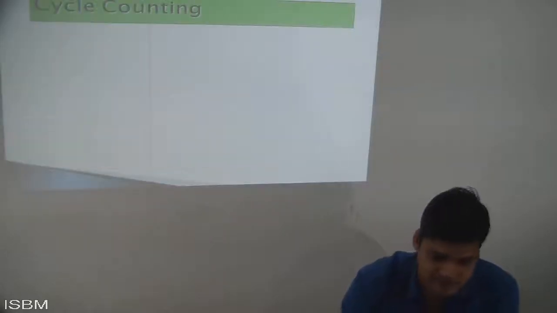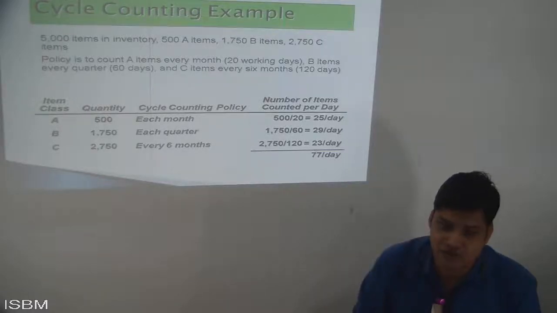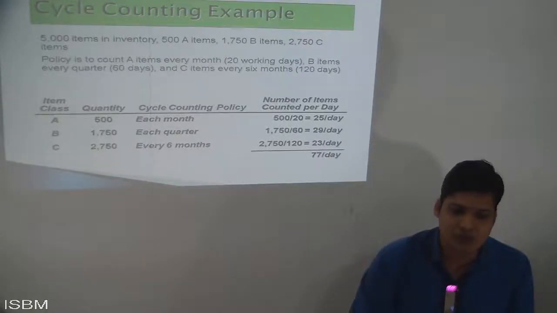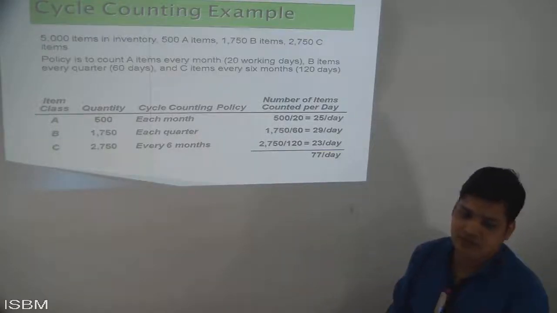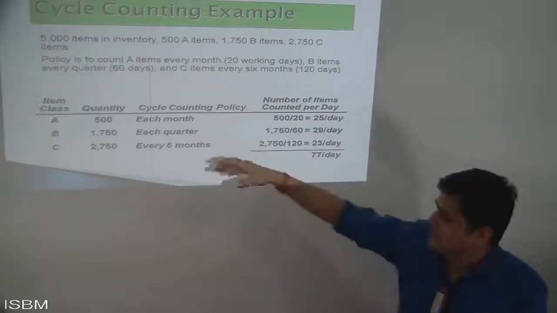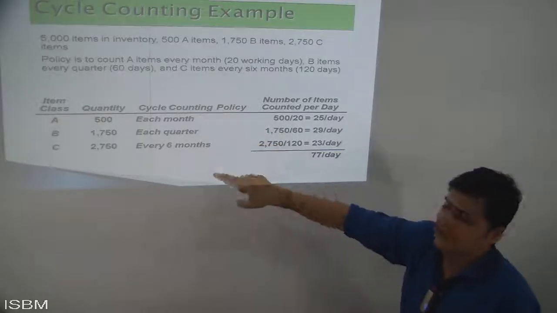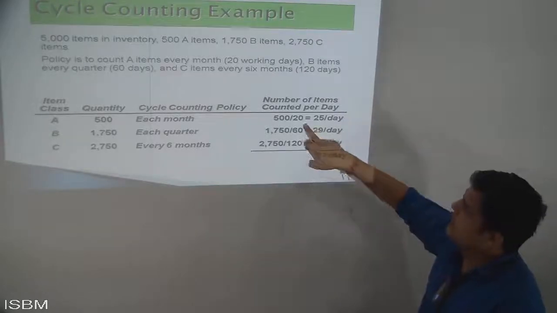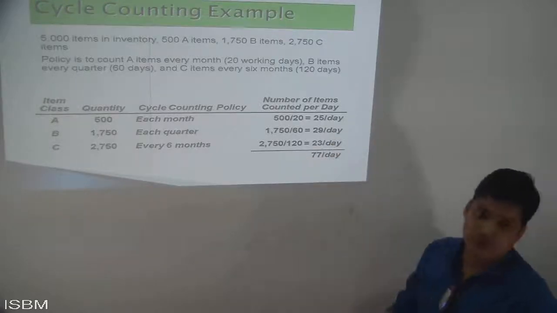We have 50 more slides. Cycle counting example: there are 5,000 items in inventory, with 500 A items, 750 B items, and 275 C items. The policy is to count A items every 20 working days, B items every 60, and C items every 120 working days. So for A, B, C we have this quantity. The cycle counting policy is each month, each quarter, and each 6 months. This is the way you count the number of items per day: 20 per working day, 60, 120. So 25 days, 99, 77 days total.